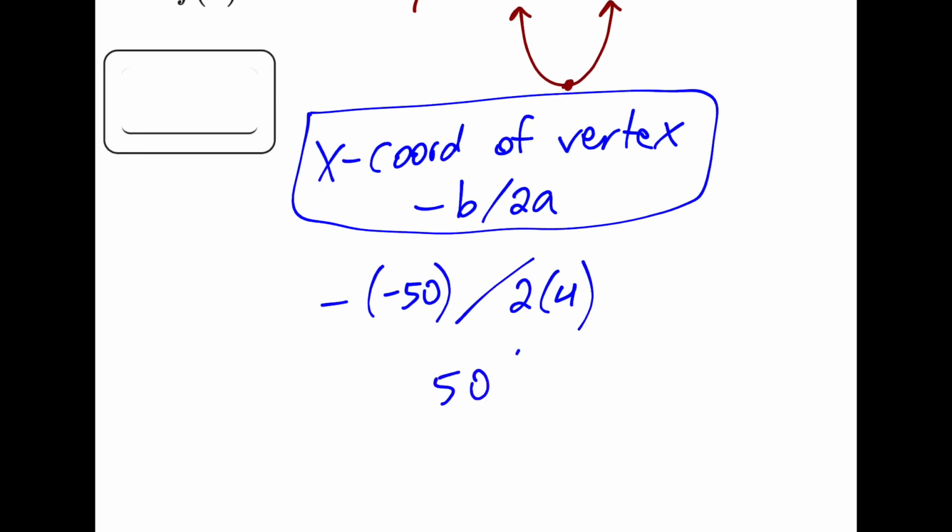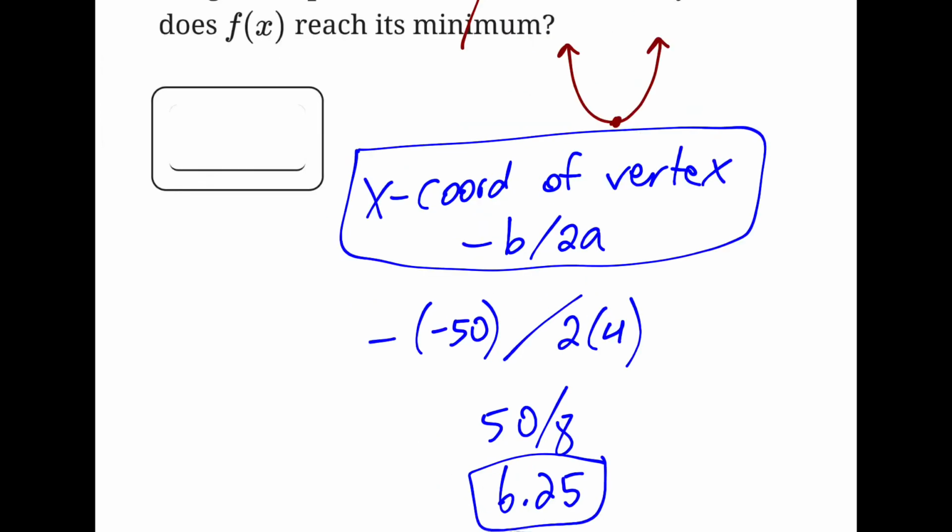So 50 divided by 8. So my x-coordinate is 6.25. And that is actually the value that f of x, or y, reaches its minimum. So 6.25 is the answer.